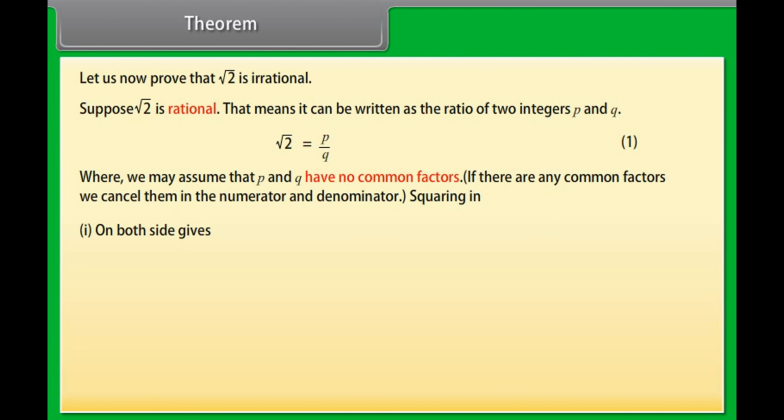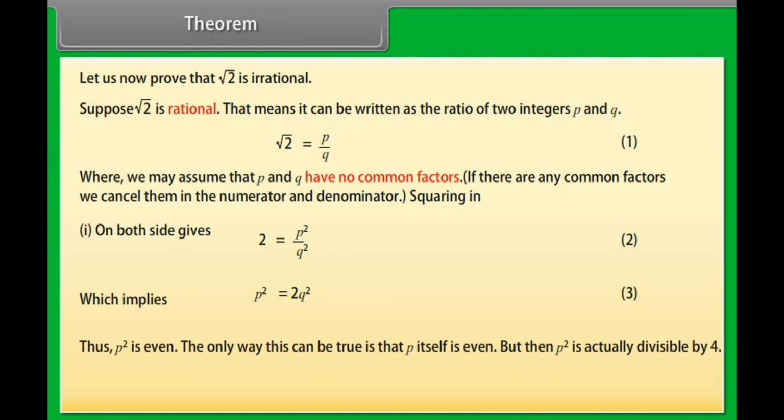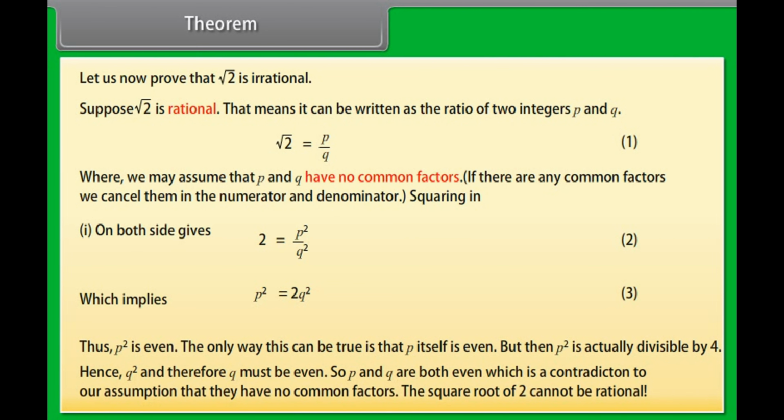Squaring on both sides in 1 gives 2 is equal to p square upon q square, equation 2, which implies p square is equal to 2q square, equation 3. Thus, p square is even. The only way this can be true is that p itself is even. But then p square is actually divisible by 4, hence q square, and therefore q, must be even. So p and q are both even, which is a contradiction to our assumption that they have no common factors. The square root of 2 cannot be rational.